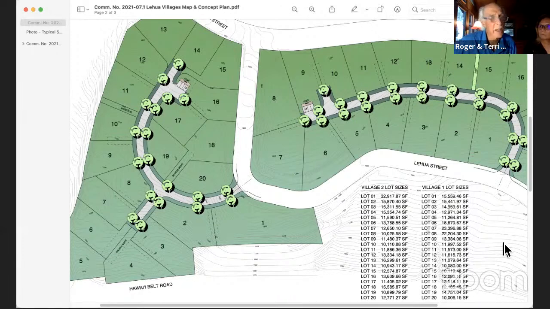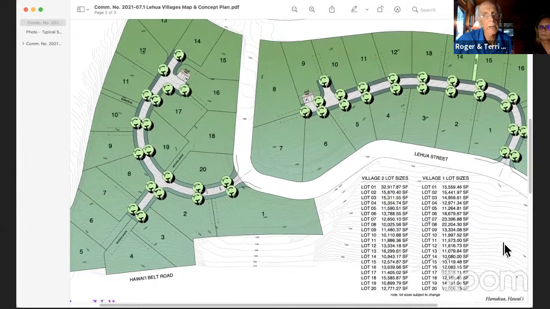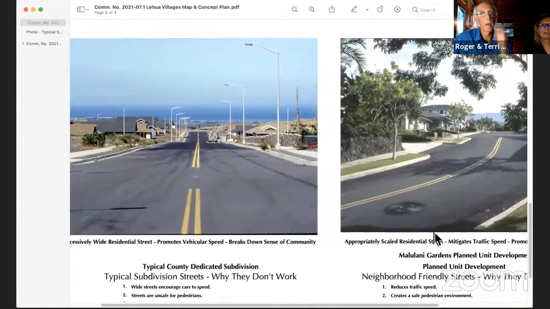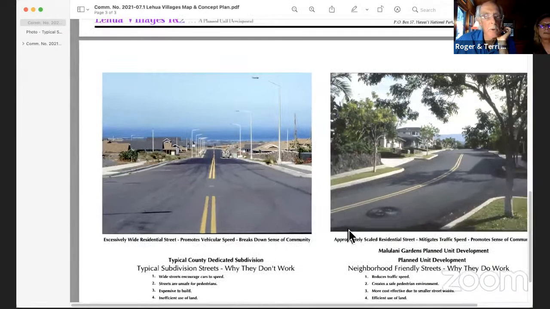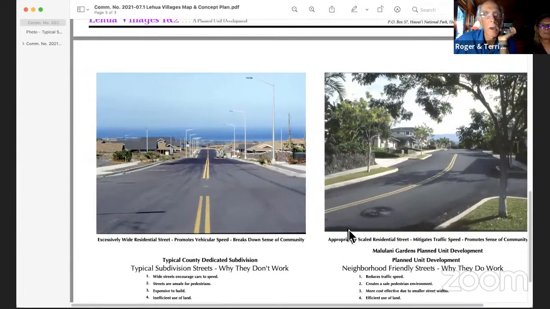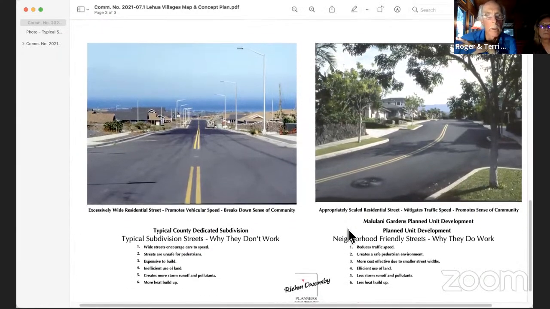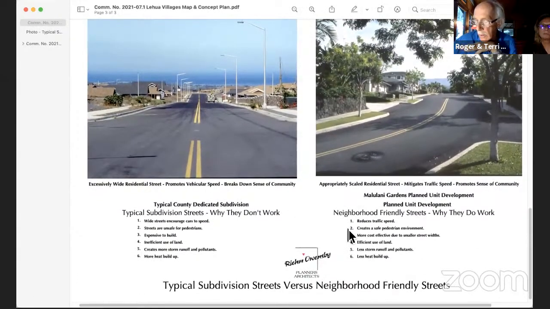We also had submitted, and I don't know if you were able to circulate, Keiko, but kind of a photo, that, here we go. Yeah, keep scrolling. Perfect. This gives you a pretty good comparison between a typical subdivision road on a typical subdivision on the Big Island, as opposed to a planned unit development road where you have a much smaller, more neighborhood-friendly road. They say a picture's 1,000 words, and it kind of highlights the differences between them and the advantages and disadvantages of each.